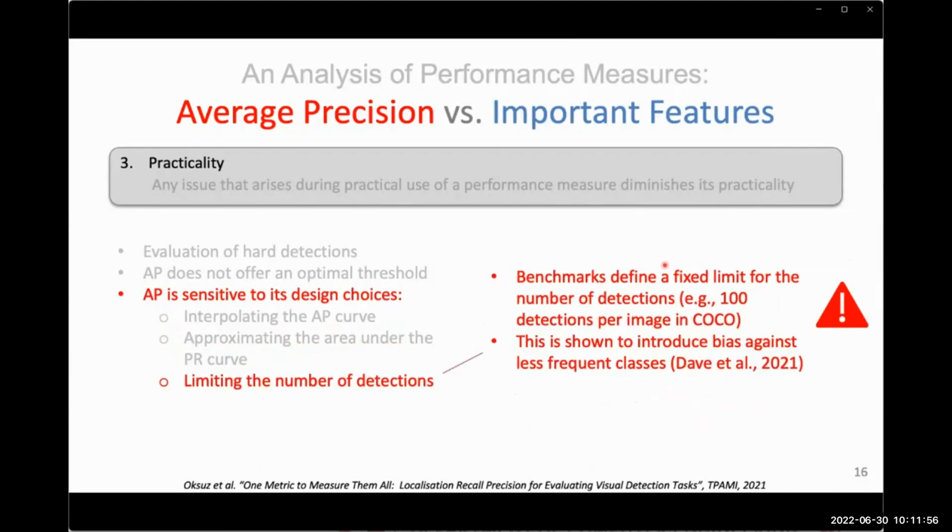One final note about the practical issues regarding average precision is that it is sensitive to the number of detections allowed per image, which is the standard mechanism for evaluating detectors in detection benchmarks. This is, for example, 100 detections per image for the COCO dataset. It has been shown last year by Dave et al. that this can actually introduce some bias against less frequent classes. This limit can be changed and defined for each class, which however still introduces a bias in AP against certain classes.